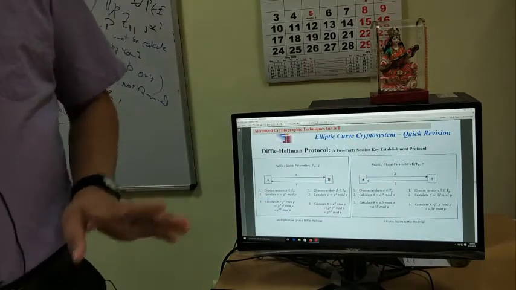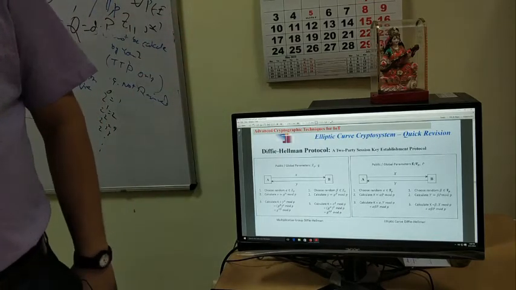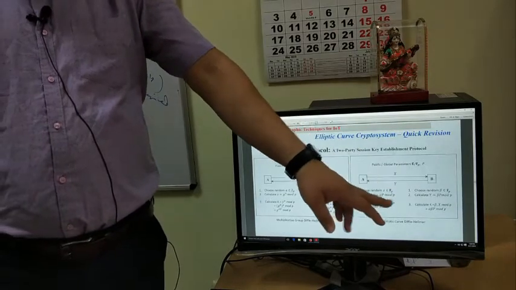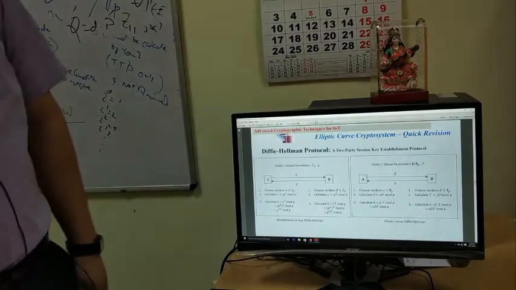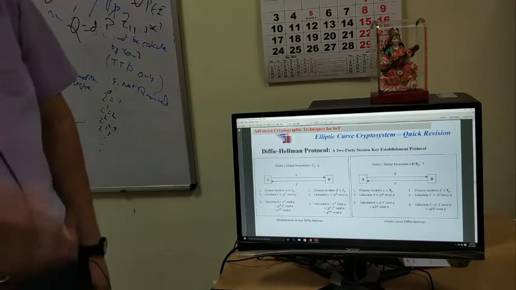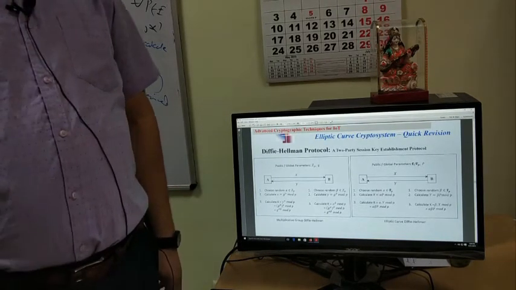So, what is the problem for the attacker? The attacker is getting alpha P, I mean here alpha P and beta P. It has to calculate alpha beta P. The attacker is getting both alpha P and beta P and P also. P is global. It needs to calculate alpha beta P.